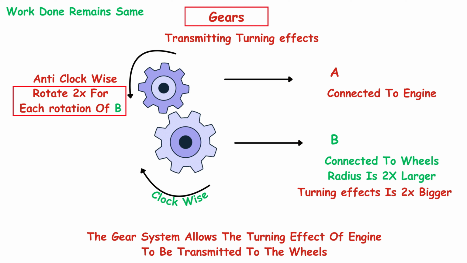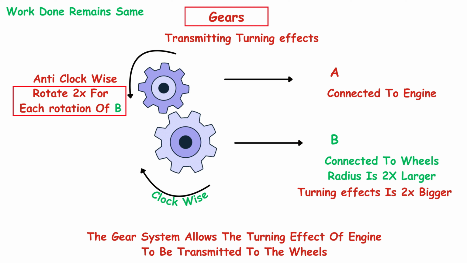Let's say gear A is connected to the engine of a car, which provides it with a turning force, causing it to rotate. Gear B, on the other hand, is connected to the car's wheels, meaning that if gear B rotates, the wheels will rotate as well. Because these two gears are interlocked, when gear A rotates, it causes gear B to rotate too. This setup effectively allows the turning effect produced by the engine to be transmitted directly to the wheels, facilitating motion. That is, the engine rotates gear A, gear A then rotates gear B, and gear B finally causes the wheels to turn.